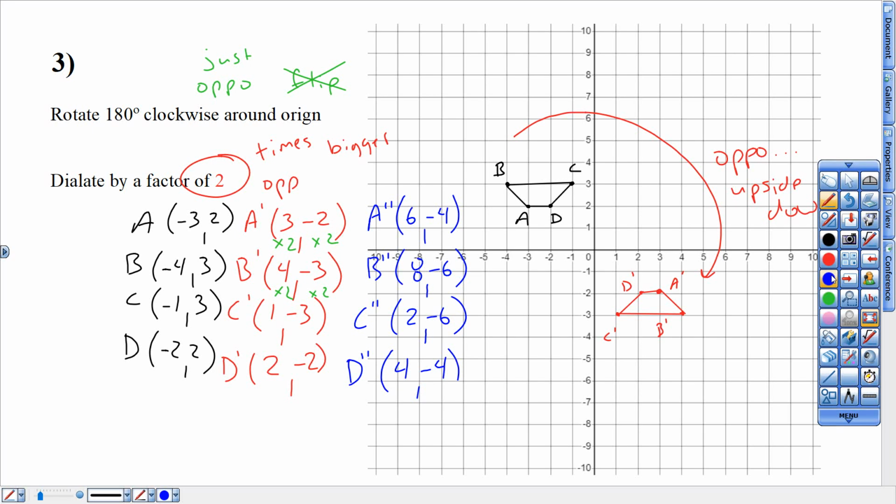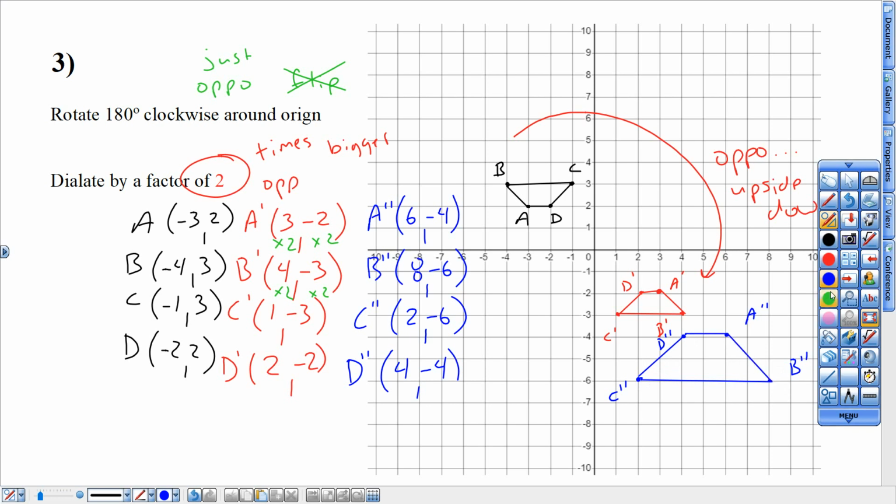So 6, -4. That's going to be A double prime. 8, -6. Way down here, that's going to be B double prime. 2, -6. Way down here, that's going to be C double prime. And then 4, -4. That's going to be D double prime. Draw that. Should be twice the size. Every length has been doubled.